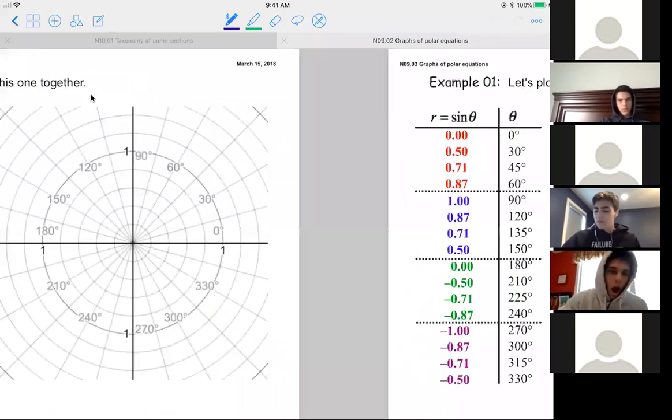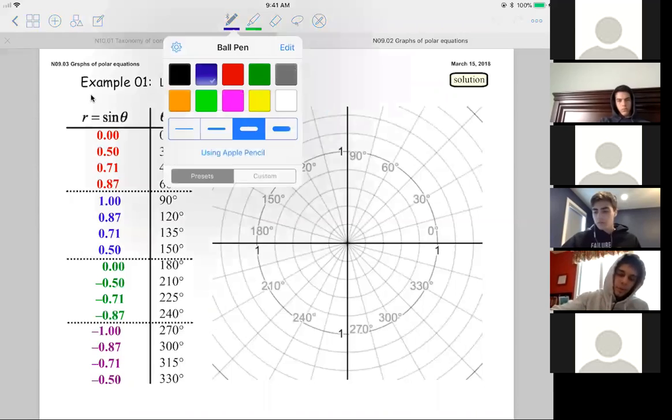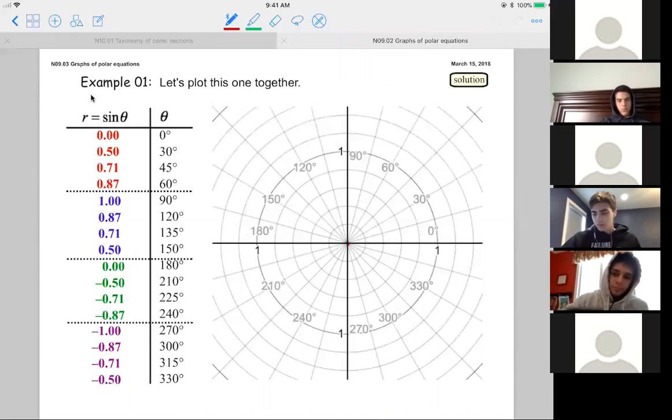So we pick up all of these values of r at the corresponding angle of theta, and if we plot them quickly, we might say, well, 0, 0 is that. That's pretty easy. 30 and 0.5 would be here. 45 and 0.71 would be something like that. 60 and 0.87 would be something like that.